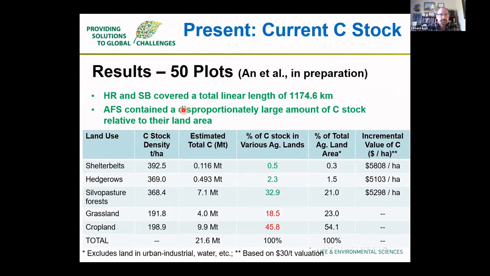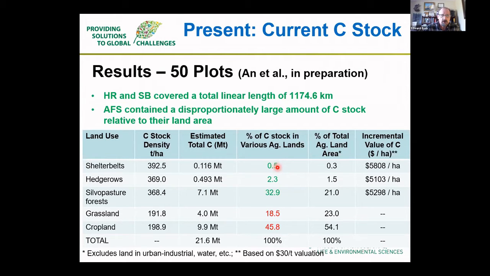Okay, so when we look at the total length of these linear features in the landscape, the hedgerows and shelter belts actually occupied a total linear length of almost 1,200 kilometers. So again, that's just within these 50 plots. The agroforestry systems contained a disproportionately large amount of carbon stock. And I want to point that out down here.